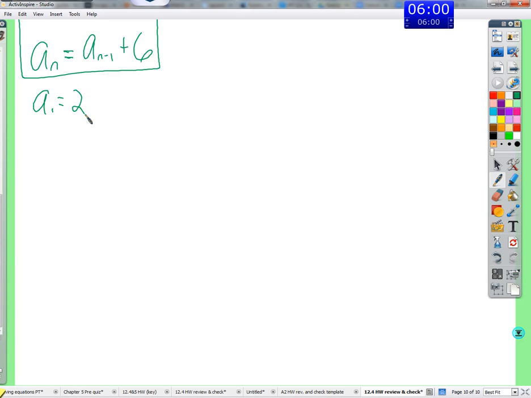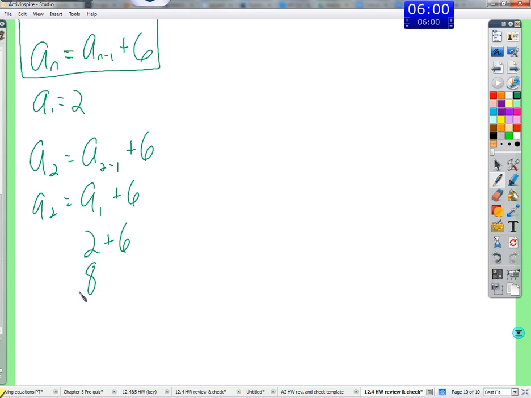In order to find a sub 2, that's equal to a sub 2 minus 1 plus 6. 2 minus 1 is 1, so a sub 1 is 2, plus 6 is 8. So a sub 2 is 8. Now we have a sub 2, and now we can go on to a sub 3, and on to a sub 4, and on to a sub 5. That's the difference between an explicit and a recursive definition.